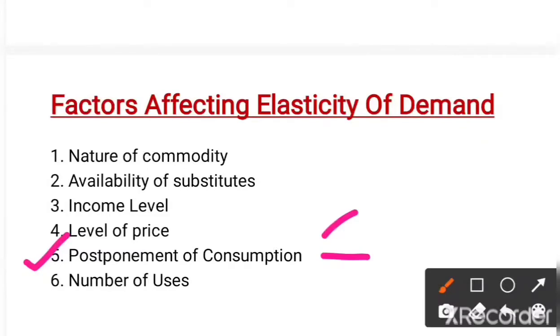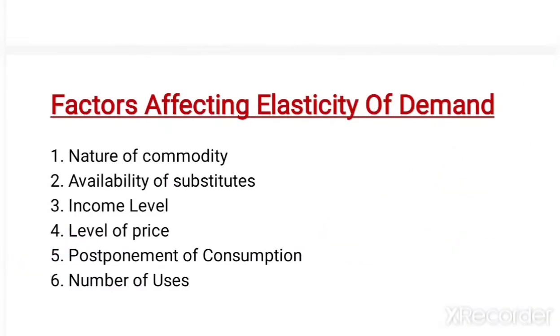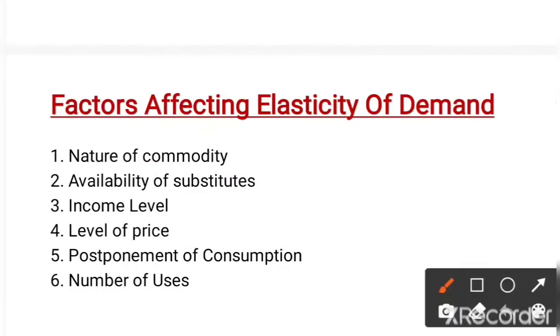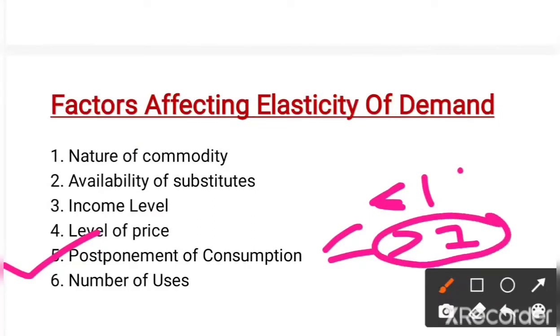If you're not able to postpone your consumption, then your elasticity of demand will be greater than 1. If the marriage is after 10 days, your elasticity of demand will be less than 1. Sorry, if you are not able to postpone, your elasticity will be less than 1. If you are able to postpone, it will be greater than 1. Why less than 1? Because you will be ready to pay any price, and your quantity demanded will not be affected by the price. So the postponement of consumption will affect your elasticity of demand. If you are ready to postpone, it will be greater than 1. If you are not ready to postpone, it will be less than 1.